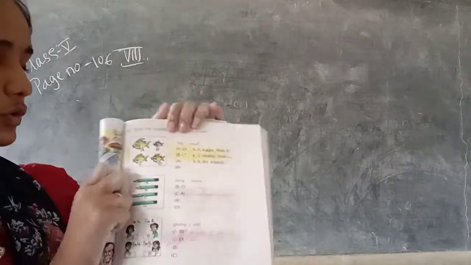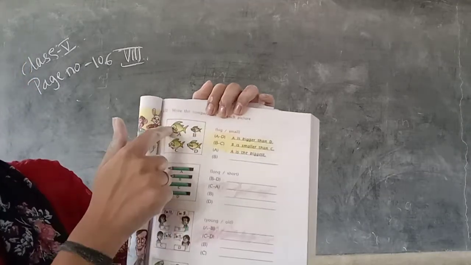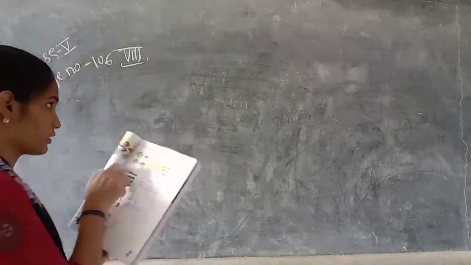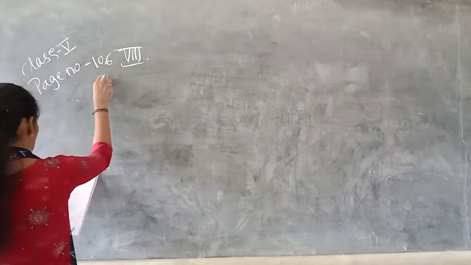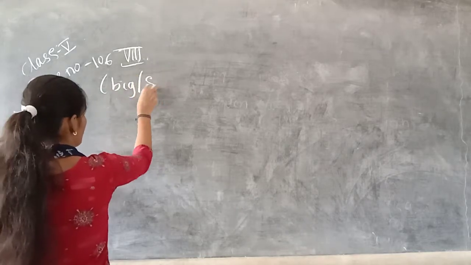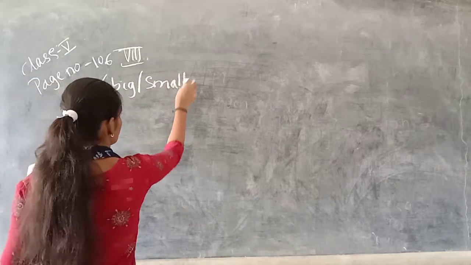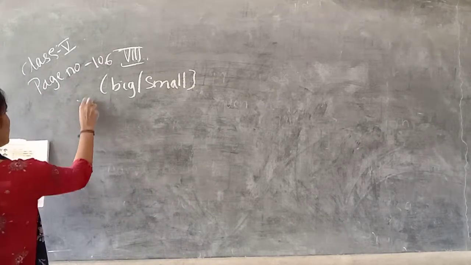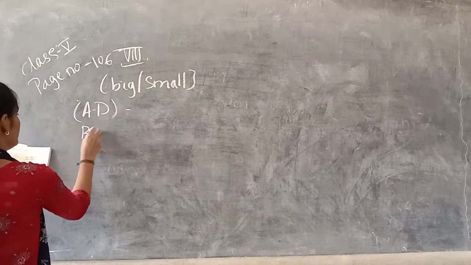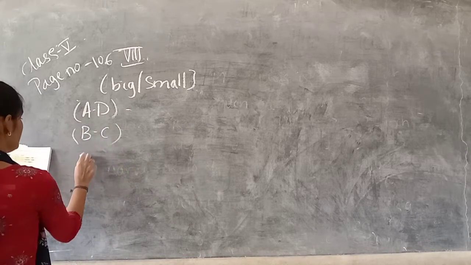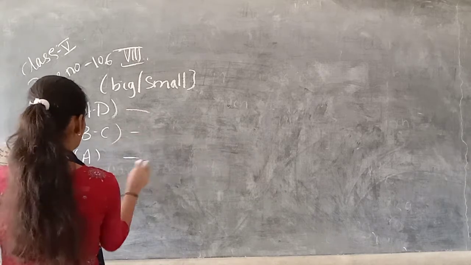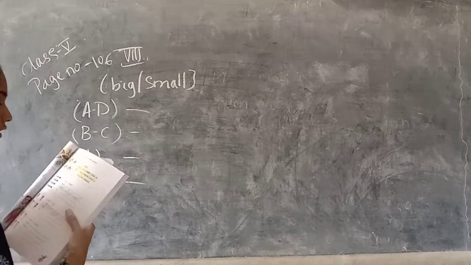So what we have to do, we have to compare. See A, B, C, D, these four pictures are given in the box. See, first one, big, small. So they have given us four fishes in the box. They differ in their size. So we have to write by comparing those sizes.